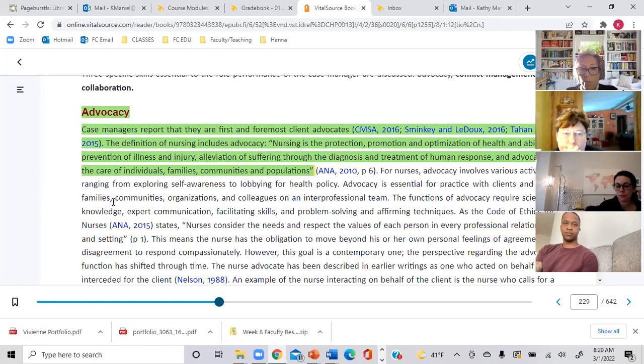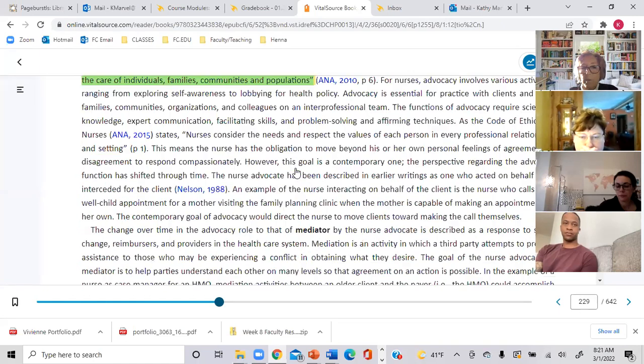Nursing is the protection, promotion, and optimization of health and abilities, prevention of illness and injury, alleviation of suffering through diagnosis and treatment of human response, and advocacy in the care of individuals, families, communities, and populations. To me, that's the most concise, clear definition of advocacy. You can even take the word case managers out of this. This is a general definition.